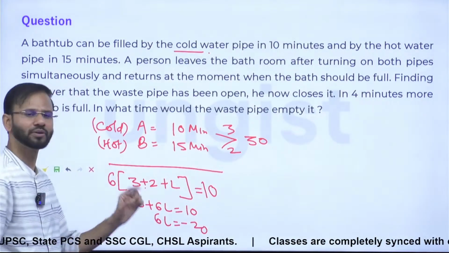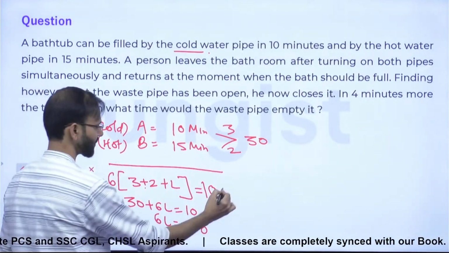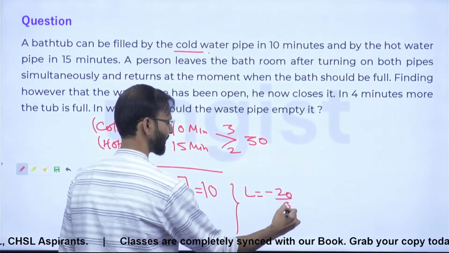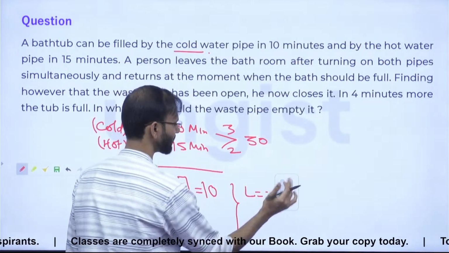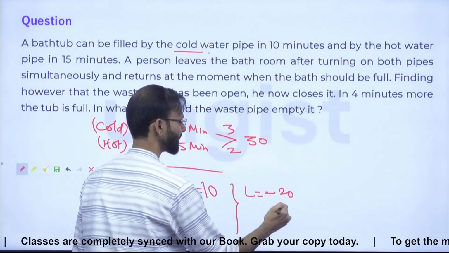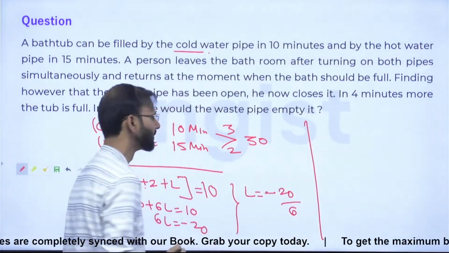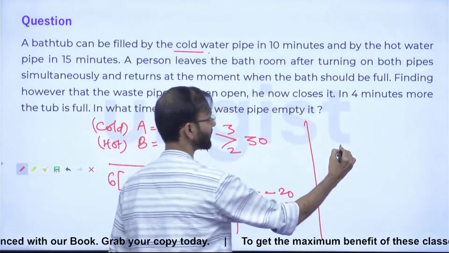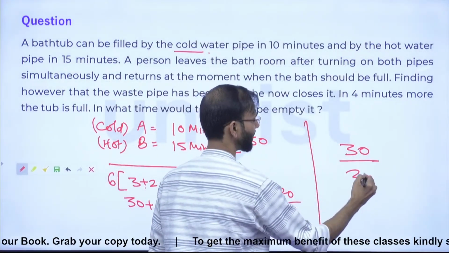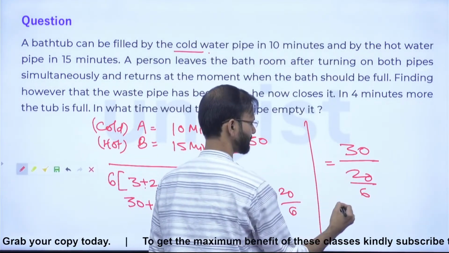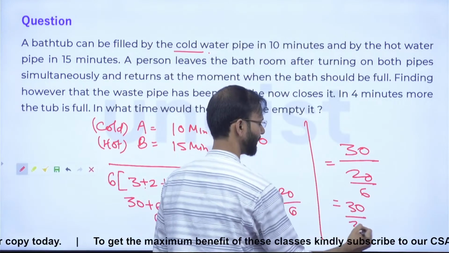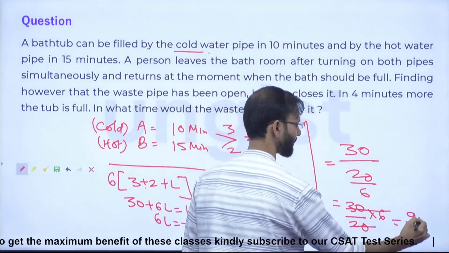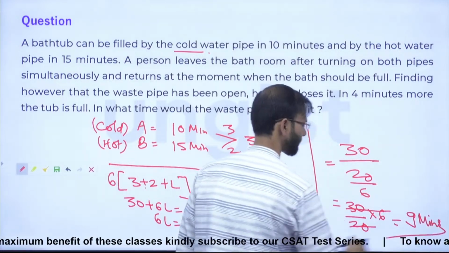See, anyways leak will be negative, right? So guys, L will be what? Minus 20 by 6, correct everybody? So capacity of the leak is 20 by 6. Now the question is saying, in what time the leak will be emptying the full cistern, right? So this is 30 divided by 20 by 6, correct? So 30 divided by 20 into 6, so this is 180, 180 by 20 is 9. 9 minutes is the answer.